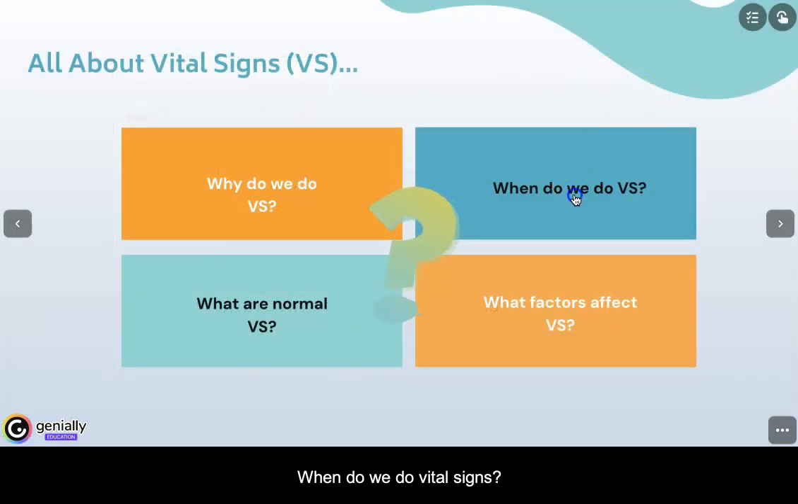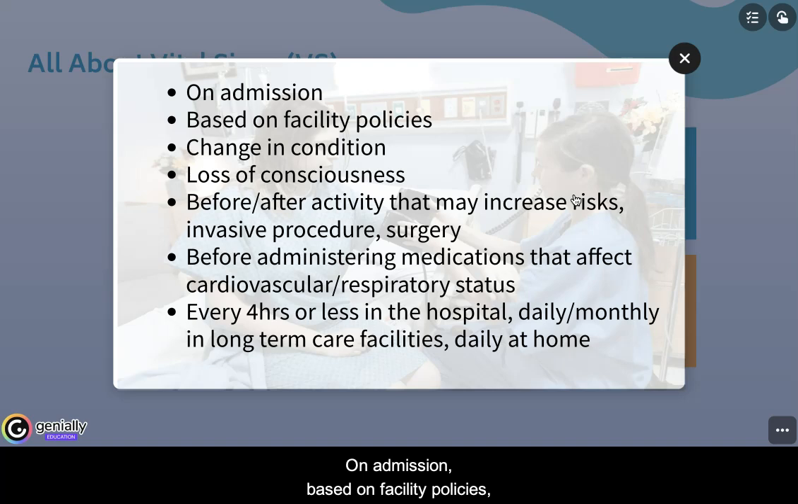When do we do vital signs? On admission. Based on facility policies, some facilities might want you to do it every hour, every 2 hours, every shift, every day. Make sure you know your facility's policies. Any change in condition. When you notice there's a change in your patient's condition, the first thing you assess is vital signs. Loss of consciousness. You want to get a set of vital signs.